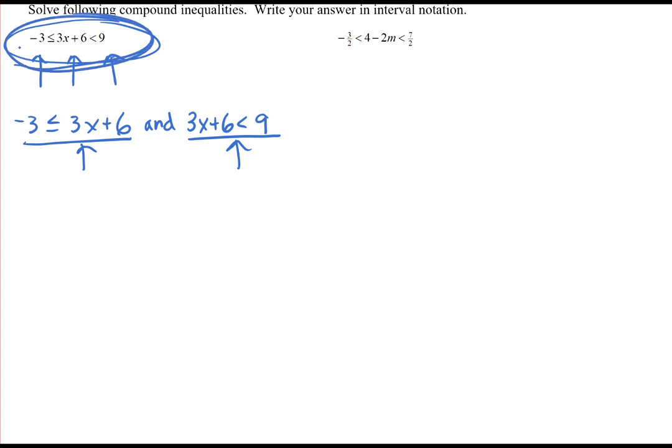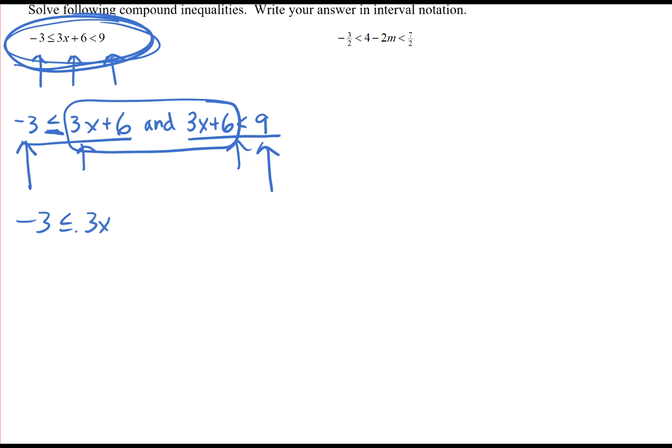Another way to think about a double inequality is it's saying that this stuff in the middle, 3x plus 6, is between negative 3 and 9. So it's a way of saying when an expression has to have a low point and a high point. So it's saying that 3x plus 6 is between negative 3 and 9, and it can be equal to negative 3 because of the equal sign. So let's go back to the original and solve it.